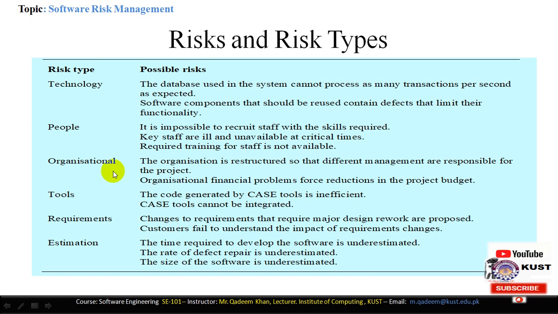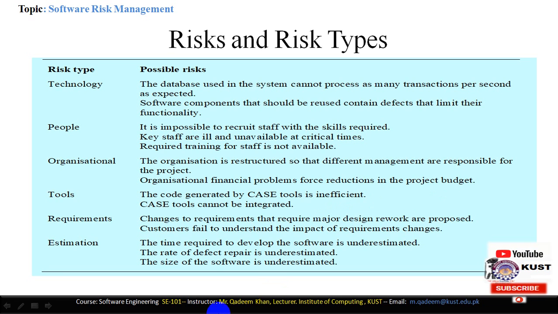Then we have the organizational risk. The organization is restructured so that different management is responsible for the project. And suddenly changes in the organization occur, then organizational financial problems force a reduction in the project budget. So then we have to reduce the project's budget because we have sudden changes in the organization and the new organization has different priorities as compared to the previous one.